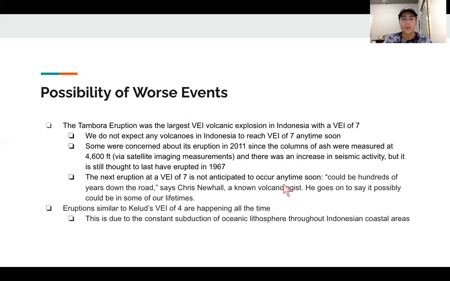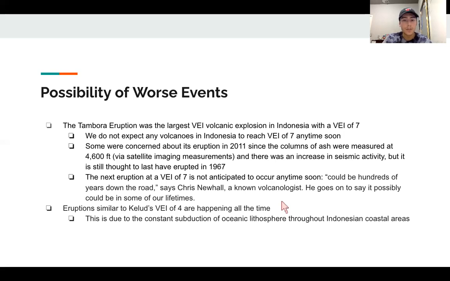So, the possibility of worse events. The Tambora eruption was the largest volcanic explosion in Indonesia with a VEI of 7, as I said earlier. So we do not expect any volcanoes in Indonesia to reach a 7 anytime soon. Chris Newhall said that it could be hundreds of years down the road that we see another eruption of 7, but he's just talking about generally in the world. And he goes on to say that it could possibly be in our lifetimes.